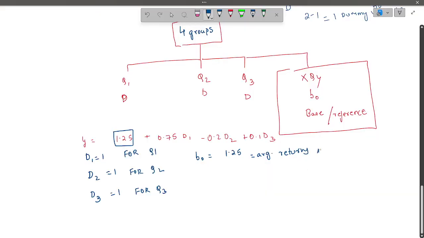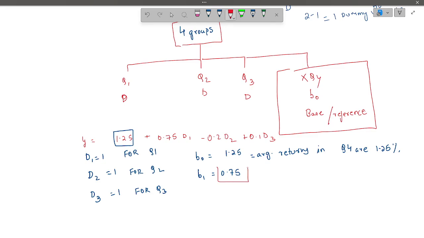So average returns in Q4 are 1.25%. Now my B1 is 0.75. How am I going to interpret this? Guys, how will we interpret 0.75? Guys, how am I going to interpret this 0.75? Bolo? The average returns for quarter one are 0.75% more than the other quarters.